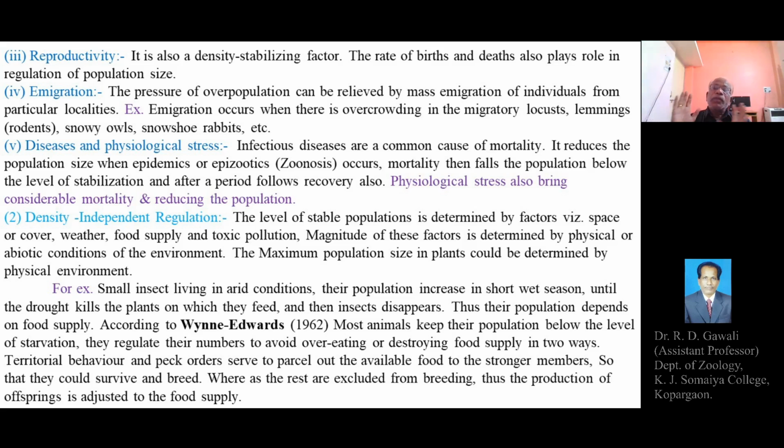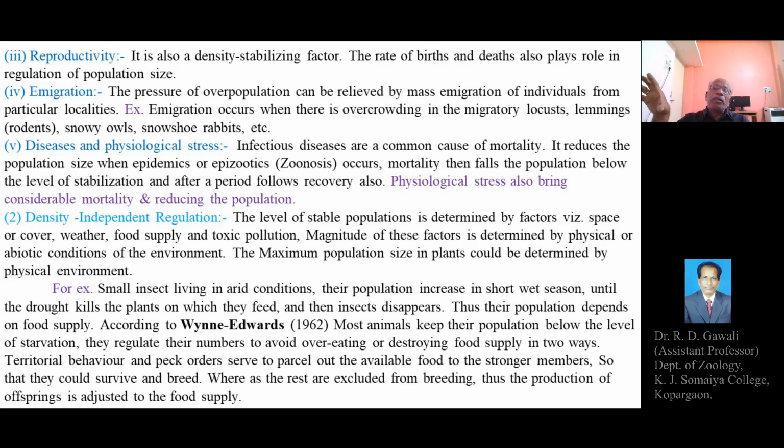And the example is the small insects which develop in the atmosphere, with an increased population size in the rainy or wet season, until the drought kills the plants on which they feed, and then the insects disappear. So the insect population decreases in drought conditions or increases during wet conditions. This depends upon the availability of food in the particular locality.